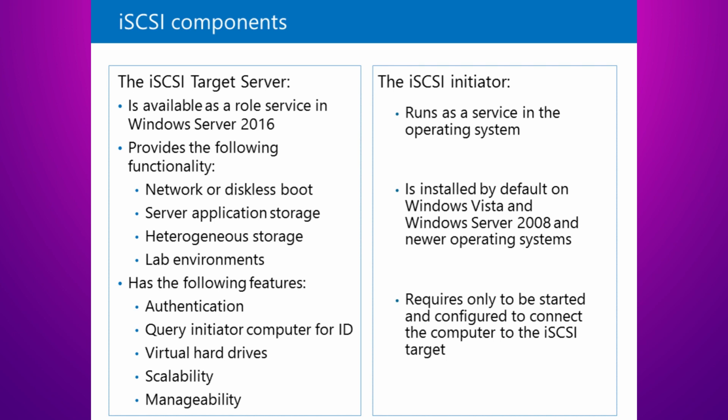iSCSI Initiator. The iSCSI Initiator was introduced in Windows Server 2008 and Windows Vista, and it is installed by default. To connect your computer to an iSCSI target, you must start and configure the service. You could use the following Windows PowerShell templates to manage your iSCSI Initiator. Start-Service msiscsi. Set-Service msiscsi -StartupType Automatic. New-IscsiTargetPortal -TargetPortalAddress iSCSIServer1. Connect-IscsiTarget -NodeAddress iqn.1991-05.com.microsoft:netboot-1-sql-target.